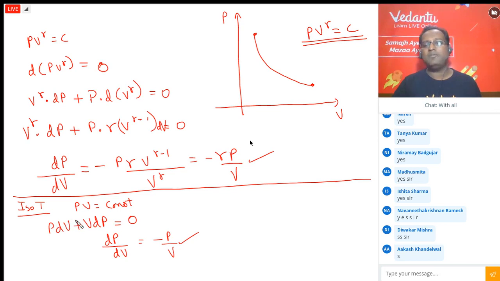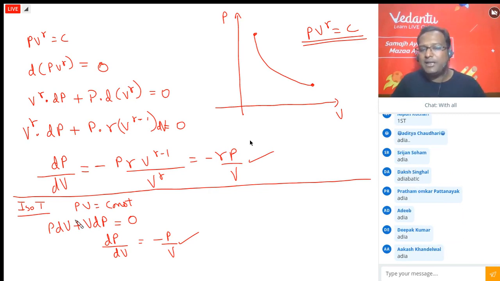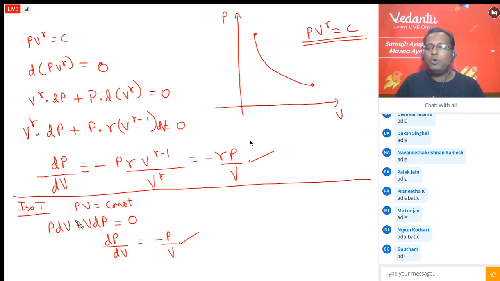So at a given value of P and V, which graph will have a more negative slope? At a given point in the PV graph, which graph, adiabatic or isothermal, will have a negative slope? The adiabatic graph will have a more negative slope because gamma is greater than 1. We will be using that point later.